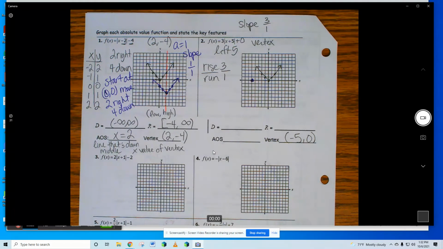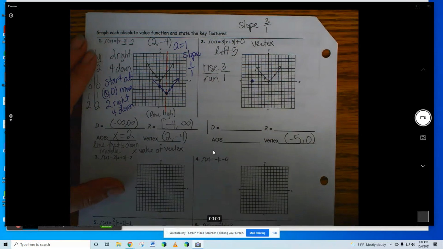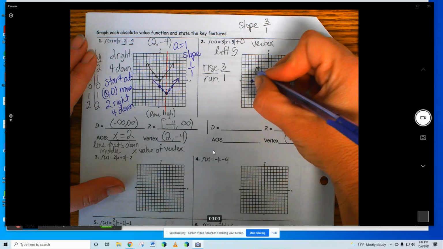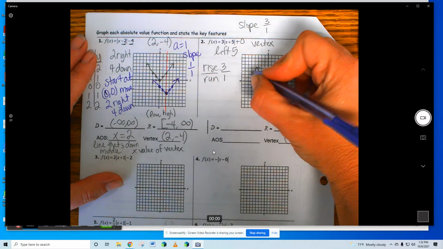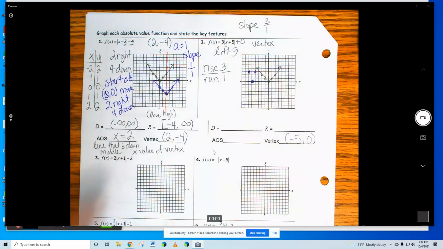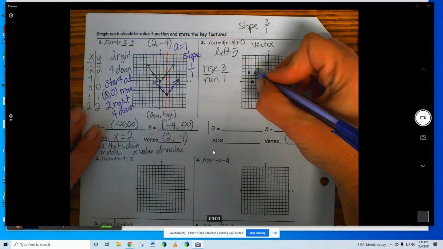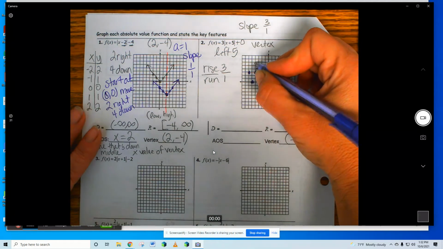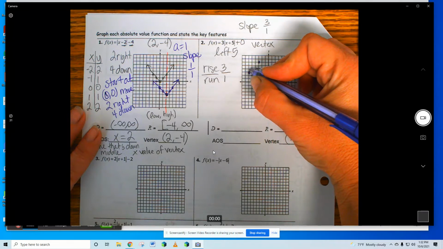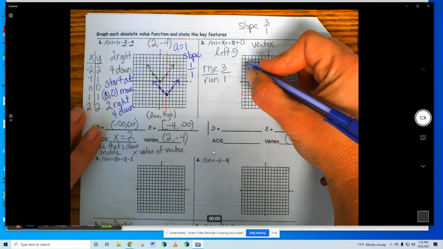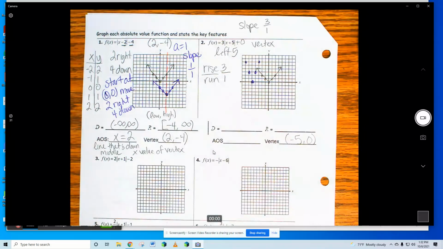Because my slope was 3. Rise 3, run 1, and then rise 3, and go left 1. And I could do it again. 3 more up. 1, 2, 3, right 1. From the other point, 1, 2, 3, left 1. And make a V shape.